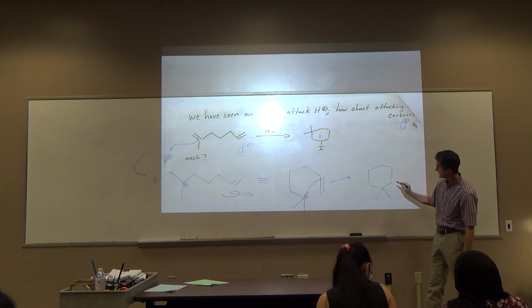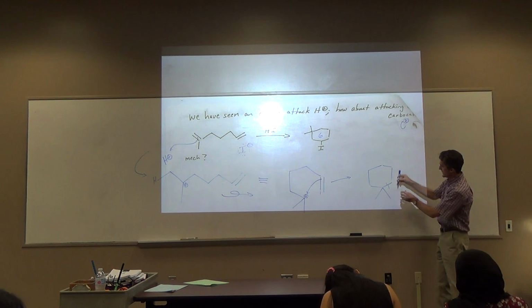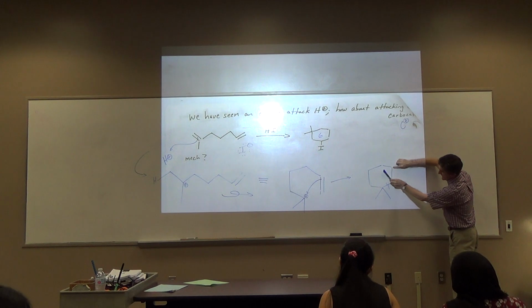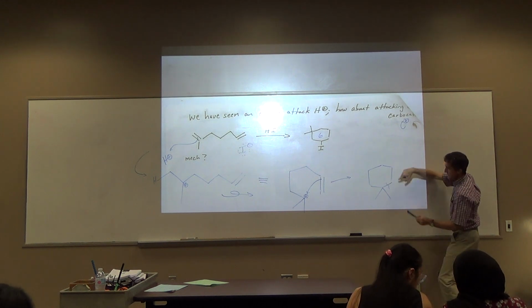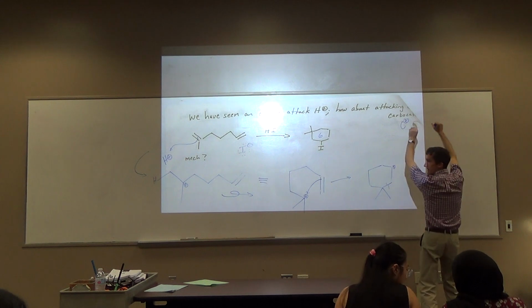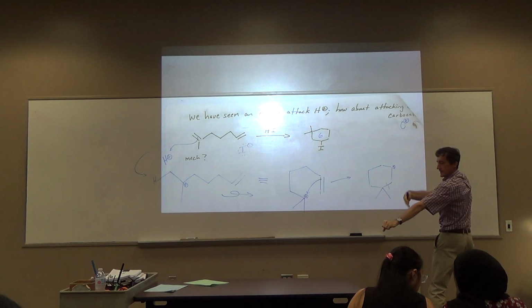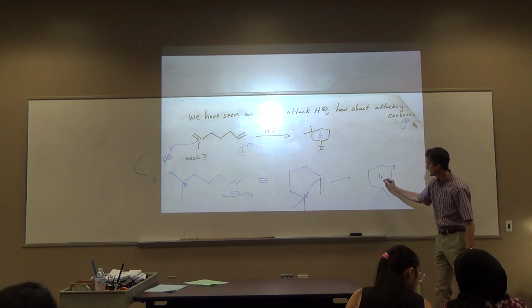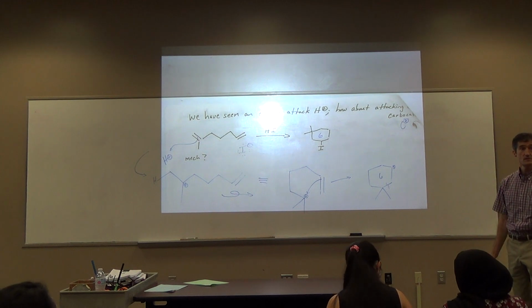Which bond did we just make here? Right there, right? The electrons were up here. They broke away from this carbon and went down and made bond down there. Yeah? Where's the plus now? Up here, where the electrons broke away. That pi bond was here. It broke away up there and went down and made that new bond. And there's your 6-membered ring. Alkene attacks the carbocation internally, intramolecular.